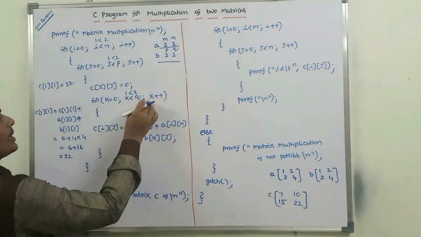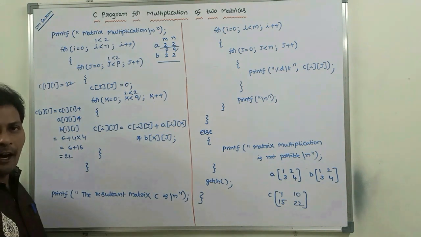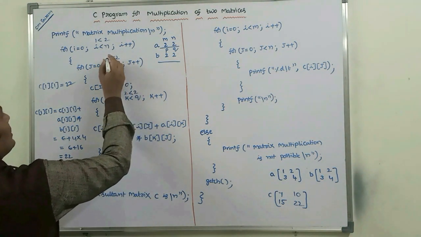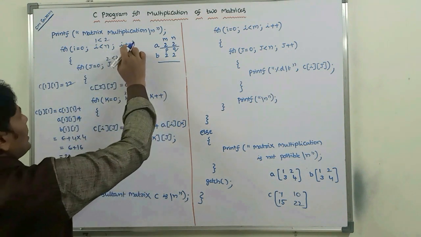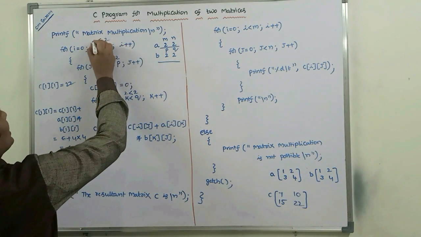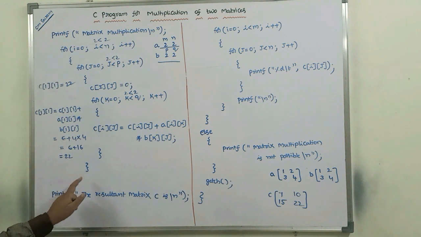Okay. Next k incremented, that is 2. 2 less than 2, that is false. Then the control goes to the outer for loop. j increment. j value 2. 2 less than 2, that is false. Thus control goes to the outer for loop. I increment. I value becomes 2. 2 less than 2, that is false. The control goes to the next statement after the outer for loop.